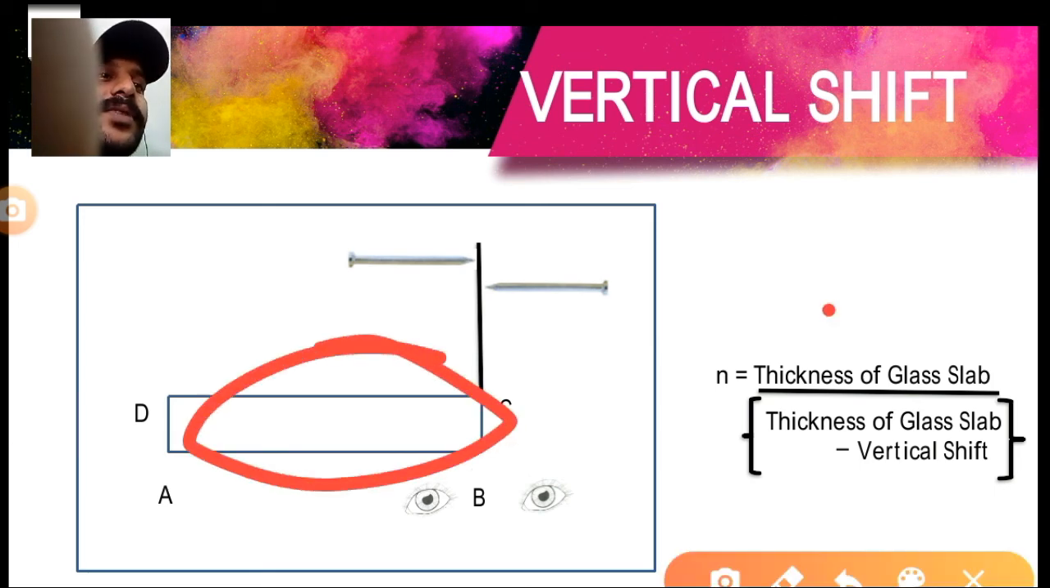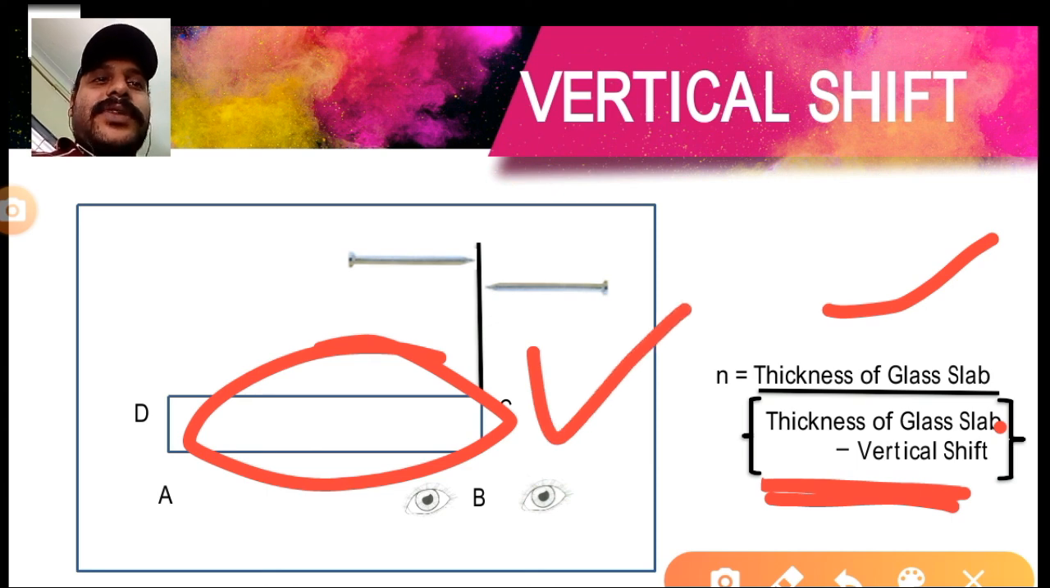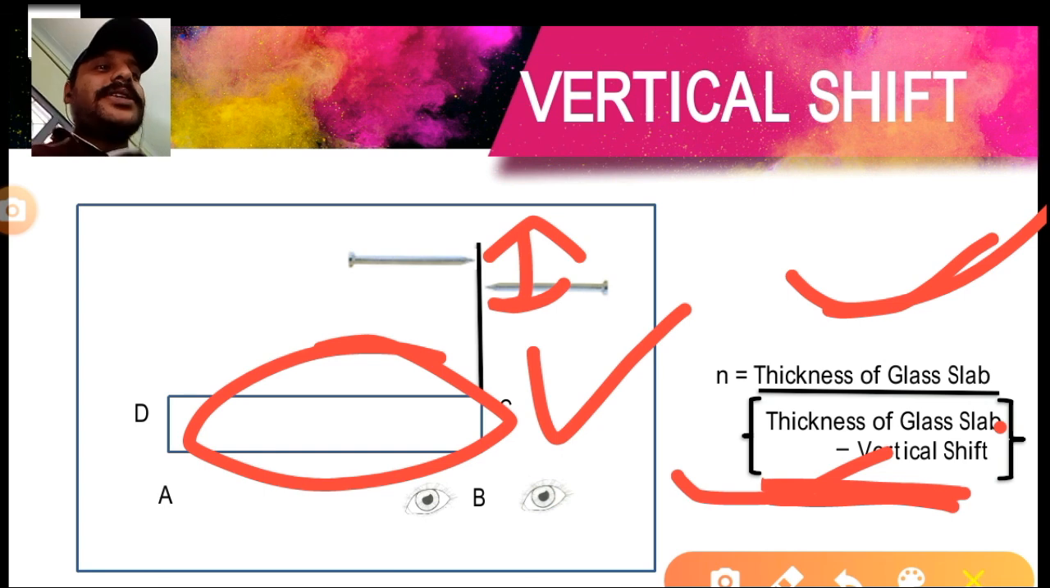How? There is a formula. What is the refractive index of the glass slab? n is equal to thickness of the slab divided by thickness of the slab minus vertical shift. So before doing the experiment, we will find the thickness of the glass slab. After the experiment we will get the vertical shift value. Through this we will find the refractive index value. n equals thickness of the slab divided by thickness of the slab minus vertical shift.